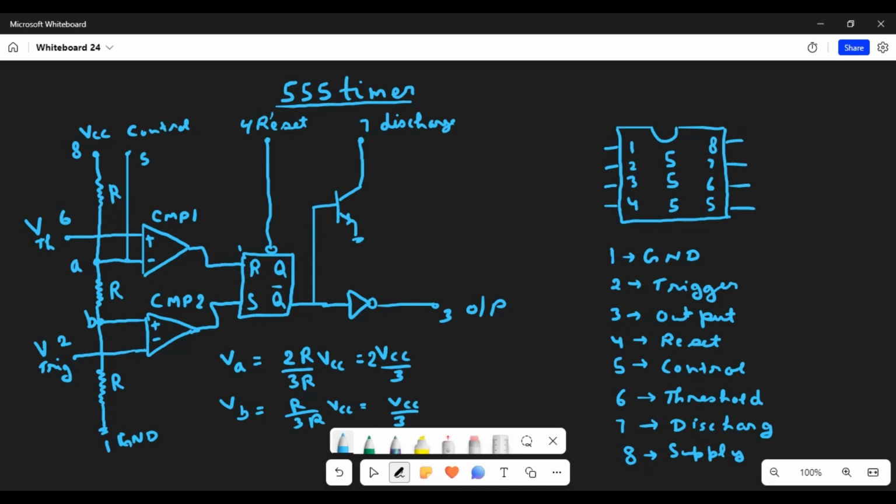Similarly, comparator 2 has its inverting input at pin number 2, the trigger voltage, and its non-inverting terminal has a voltage VB. Now from this circuit, if we calculate VA, then VA will be 2R VCC upon 3R, which comes out to be 2/3 VCC. Similarly, the voltage at point B, VB, equals R by 3R VCC, and it comes out to be VCC/3.